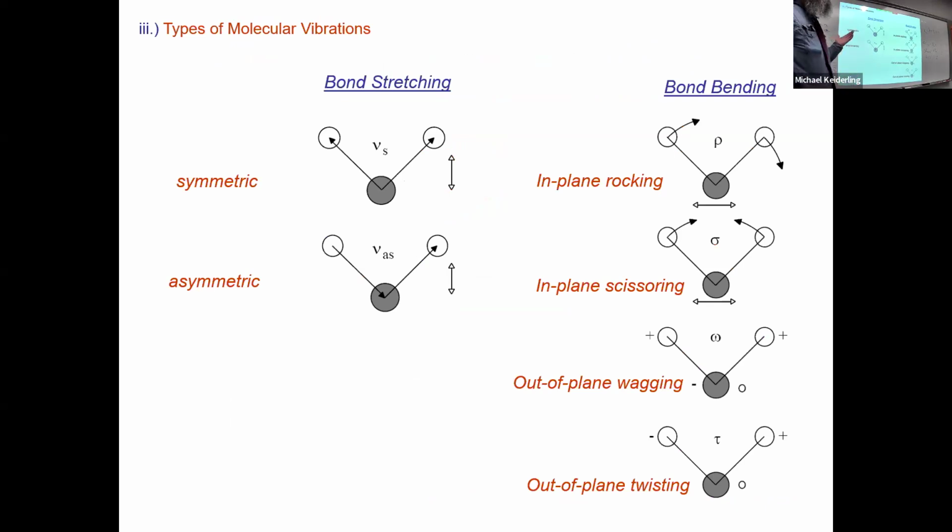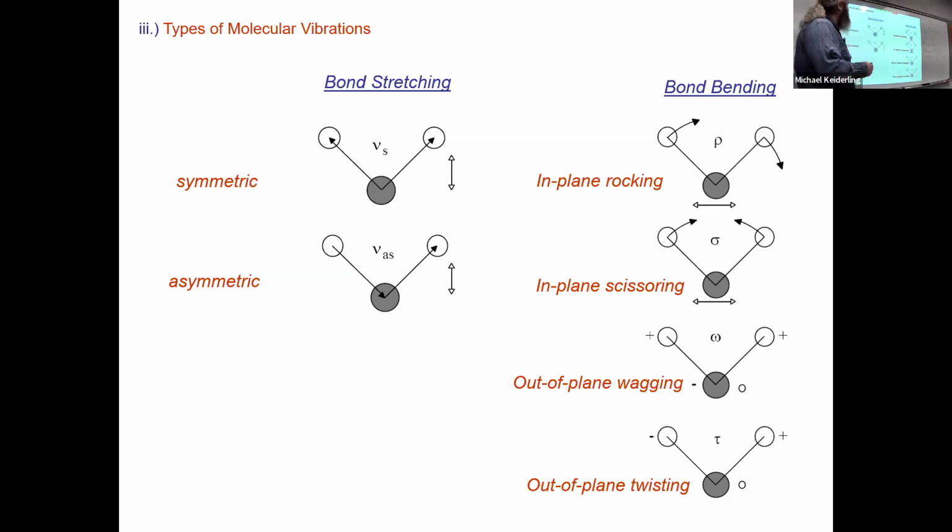Now, there are a few different ways that bonds can bend or stretch. We can start with bond stretching. Bond stretching can be symmetric, so you have both sides going out from the middle and going in to the middle. That's symmetric. Or you can have asymmetric, where one side goes in and the other side goes out. I should have some animations on the next slide.